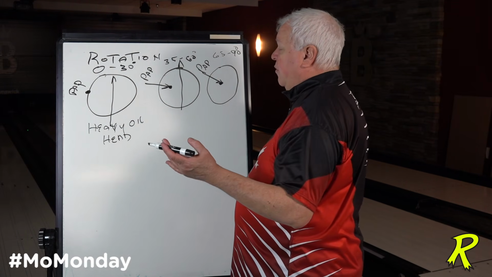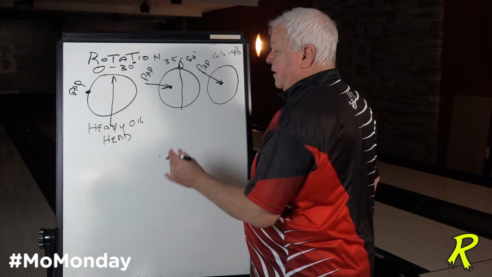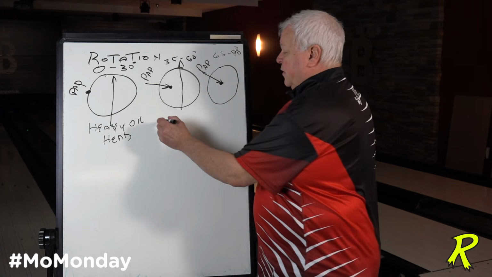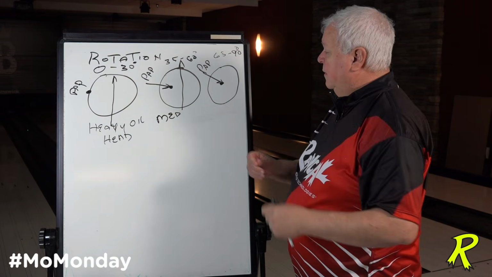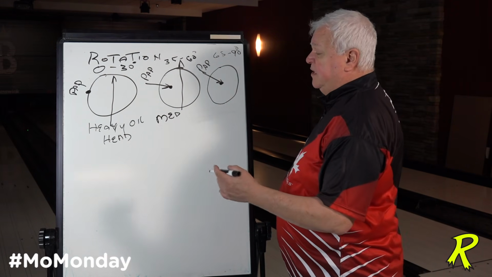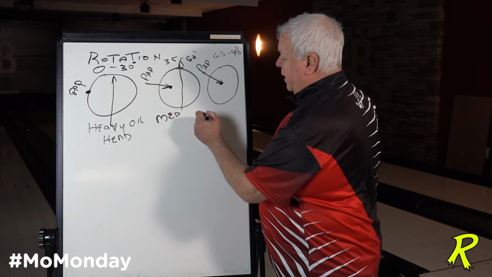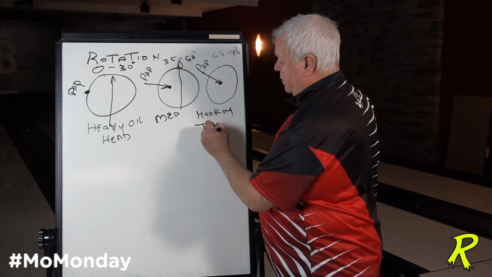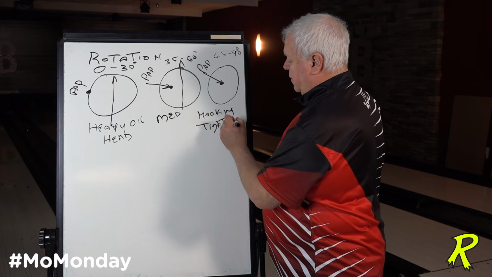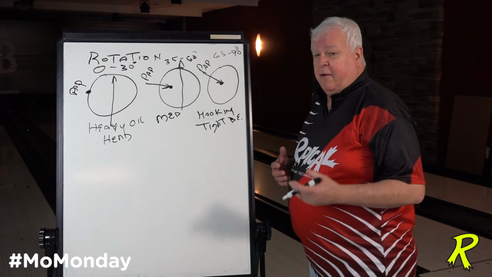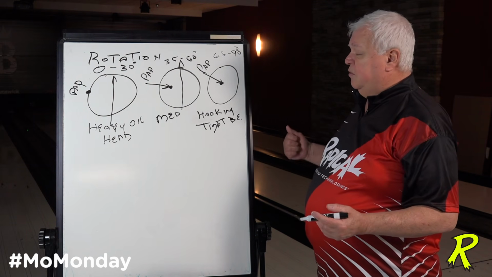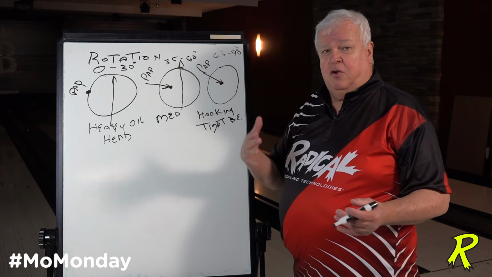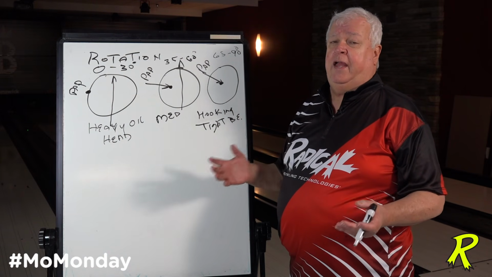The 45, we'll call it 45 degree rotation player, likes them when they're sort of medium. Not real flooded, not real dry. So he likes medium patterns. And the 90 degree guy, his best characteristics are hooking heads and tight back ends. Okay, and that's their general characteristics. So when you talk about a person's rotation, it's where the axis point is facing you, what degree it faces you at, off your hand going towards the pins.